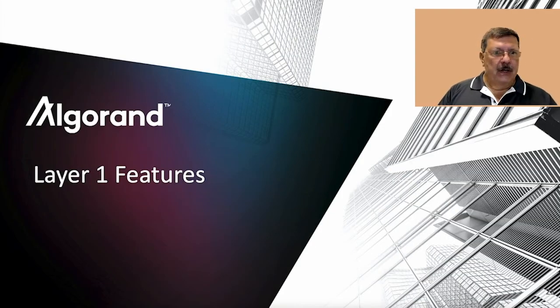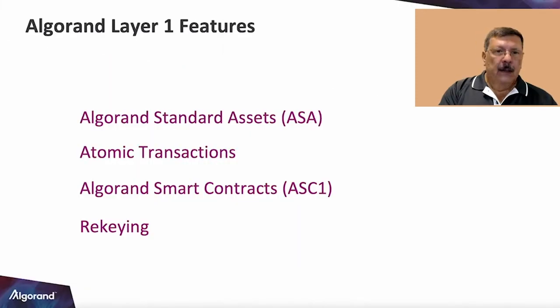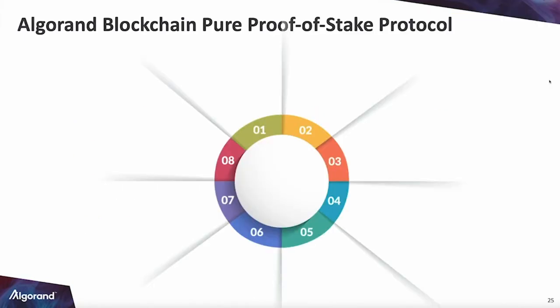In the next section here, we're going to look at layer 1 features right on the blockchain. So these are features the developers are loving and getting very excited about. The first one here is called Algorand Standard Assets, or ASA. That's actually what I created when I went to the AlgoDesk demo and built a coin. And also we have atomic transactions. And we have Algorand smart contracts as well. And there's a new feature called rekeying. So let's talk about all these and what they are.